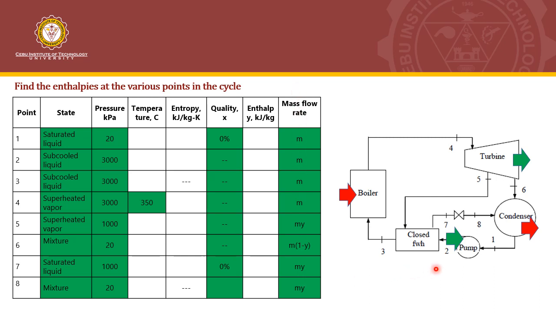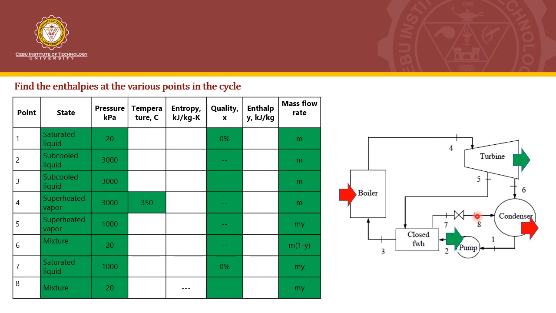So the critical part here in the analysis is the mass flow at the closed feed water heater. You need to know that there's no mixing that happens here. That's why 2 and 3 is just the same pipe, as well as 5 and 7. That's why the mass flow rate through those pipes is just identical.